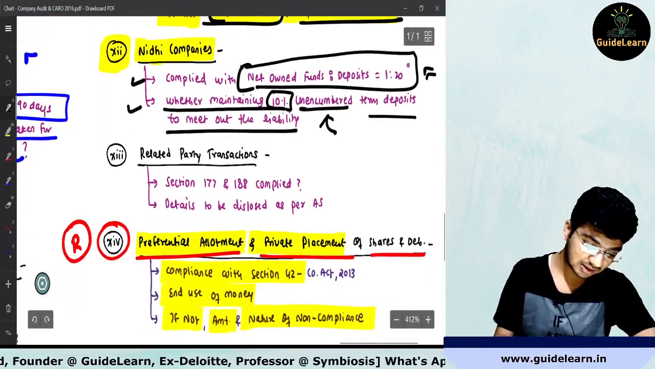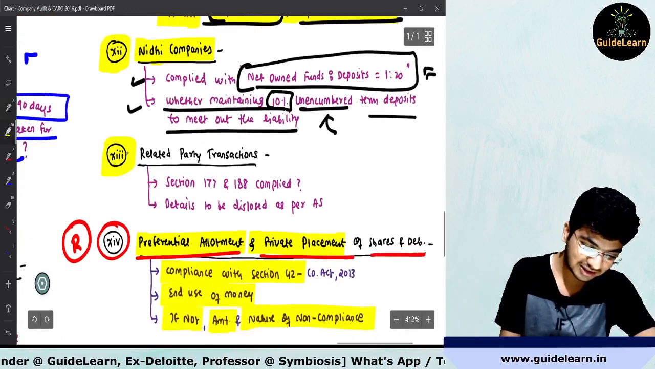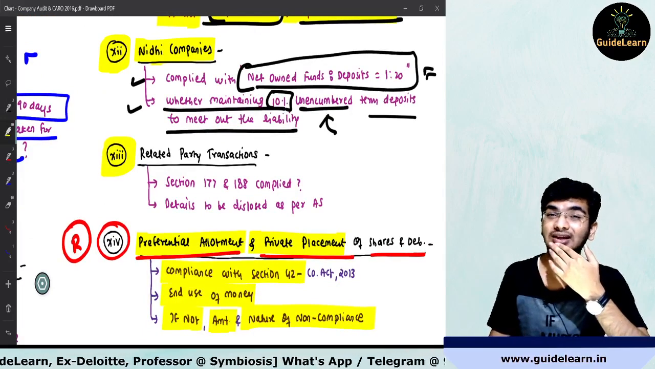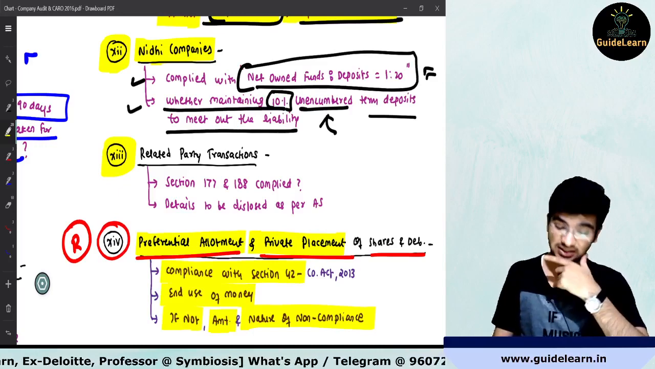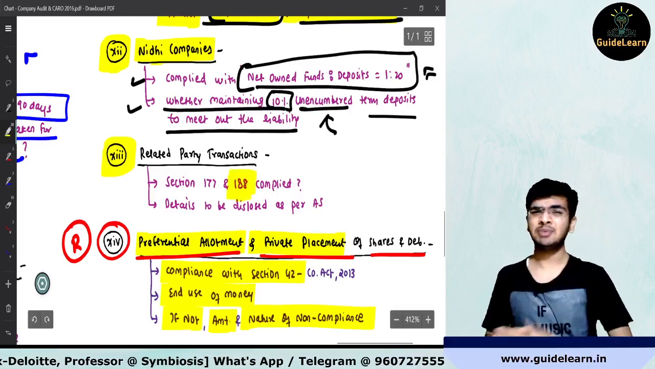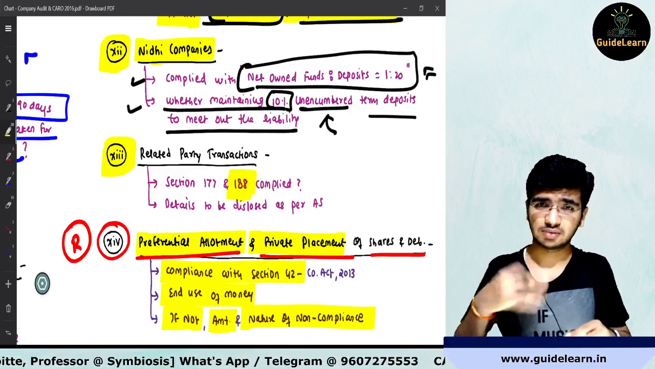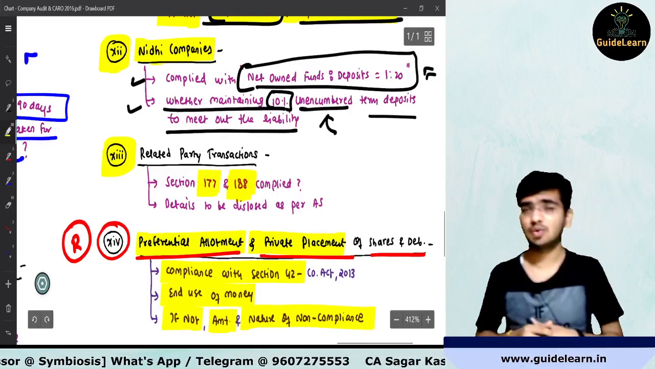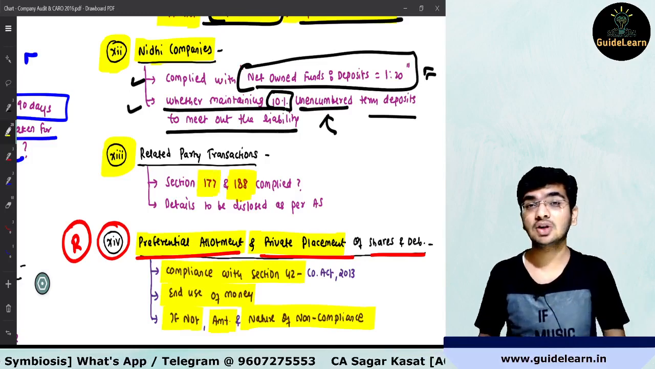Then clause number 13 is with respect to related party transactions. You must be remembering section 188 of the Companies Act 2013. This requires compliance about related party transactions according to the Companies Act 2013. Sir, then why has 177 been given over here? 177 talks about the audit committee.